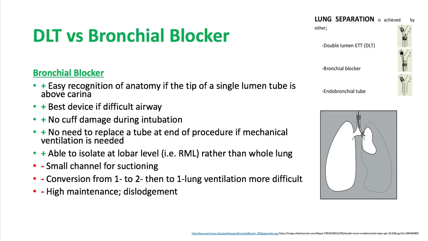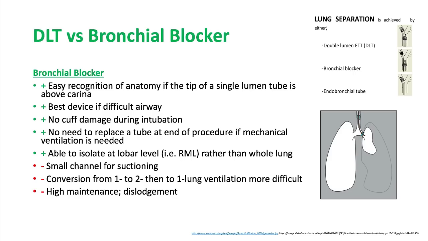Now, what are some benefits of a bronchial blocker? They are shown in the green plus signs. Some potential downsides of a bronchial blocker are shown in the red negative signs. So let's look at the positives first. With a bronchial blocker, when you've tubed someone and the tube's in the mid-trachea, it's easy to recognize the position of the carina.